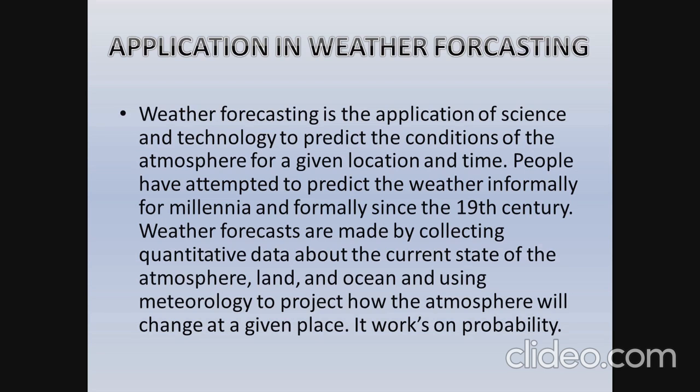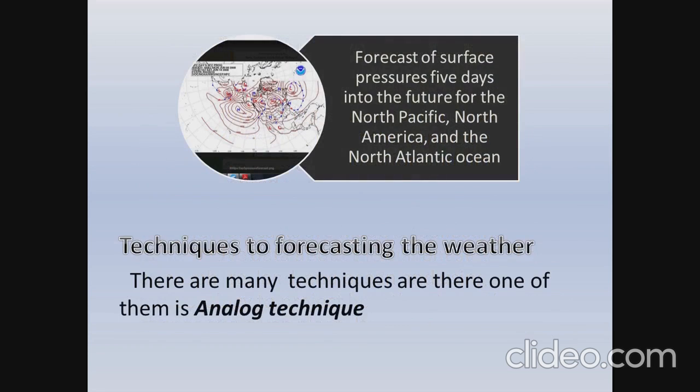It works on probability. The forecast surface pressure for 5 days into the future for the Northern Pacific, Northern America, and the North Atlantic Ocean is given in this picture.